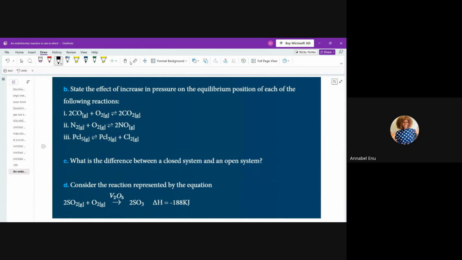Let me see who is in the classroom. Winner, can you answer the first one for us? What would increase in pressure imply? Remember, anytime you are dealing with pressure, you go and look for the side with more number of moles, and you focus there. You compare every other thing based on that side. So Winner, tell us, what do you think? What will be the effect of increasing pressure in the first equation there?